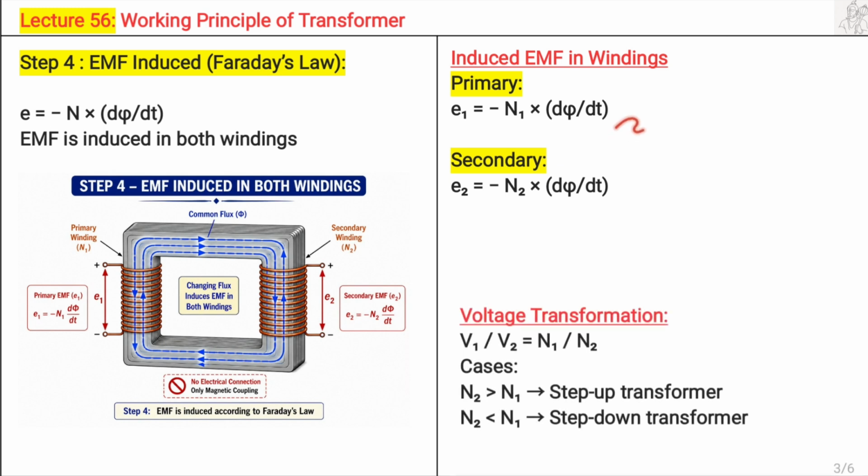So when we divide the two equations, we get this formula, that is V1 by V2 is equal to N1 by N2. So from here, if N2 becomes greater than N1, that means that V2 becomes greater than V1. That means the output voltage is higher than input, so the transformation is step up. And if N2 is less than N1, that means that V2 is less than V1. Therefore, the output voltage is less than input voltage and the operation is step down transformation.